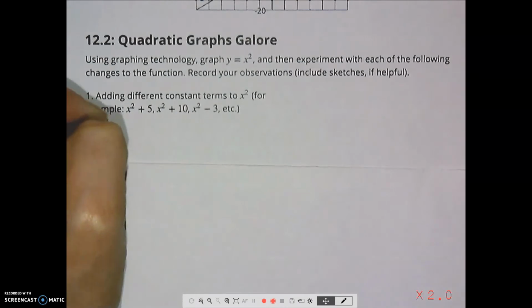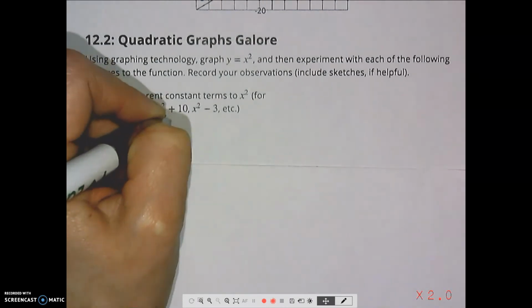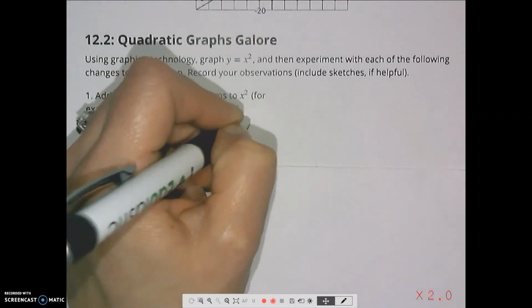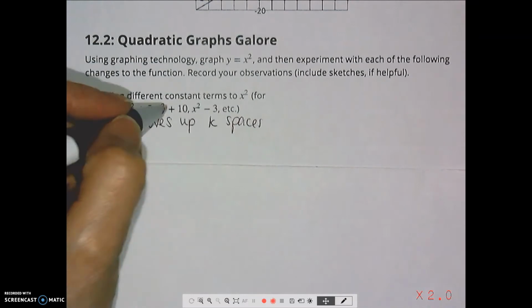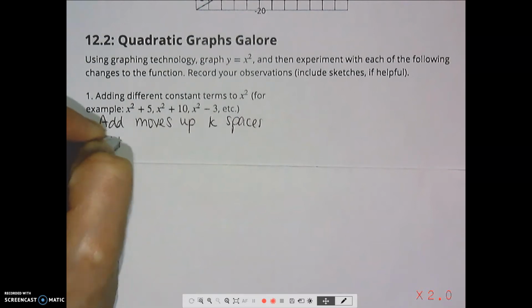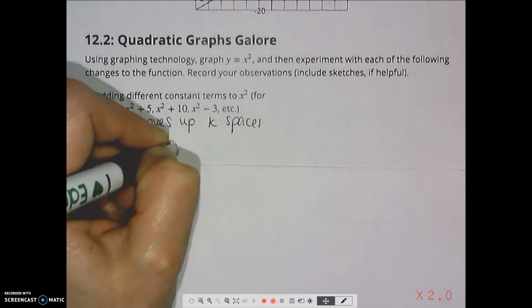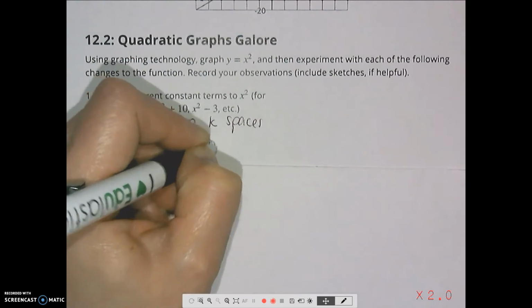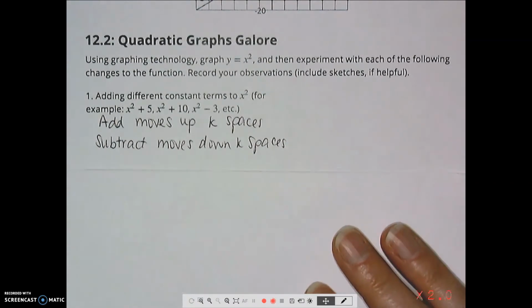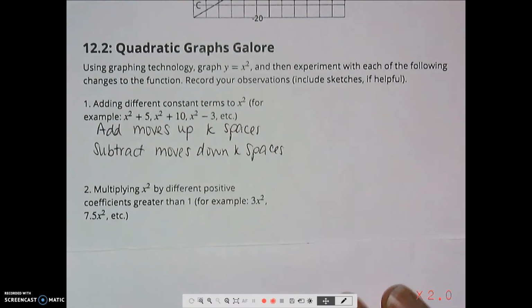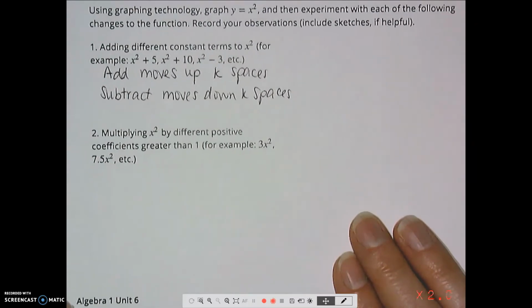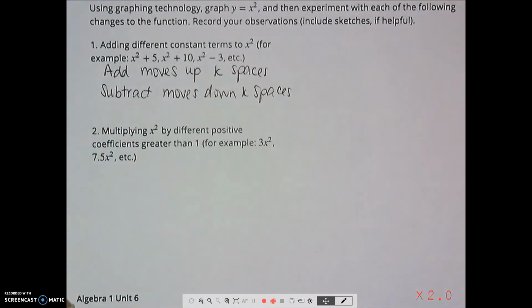So adding moves up k spaces, k being this number that you're adding, and subtracting means it's going to move it down k spaces. Okay. So then what happens if we multiply x squared by different positive coefficients? These positive coefficients need to be greater than 1.